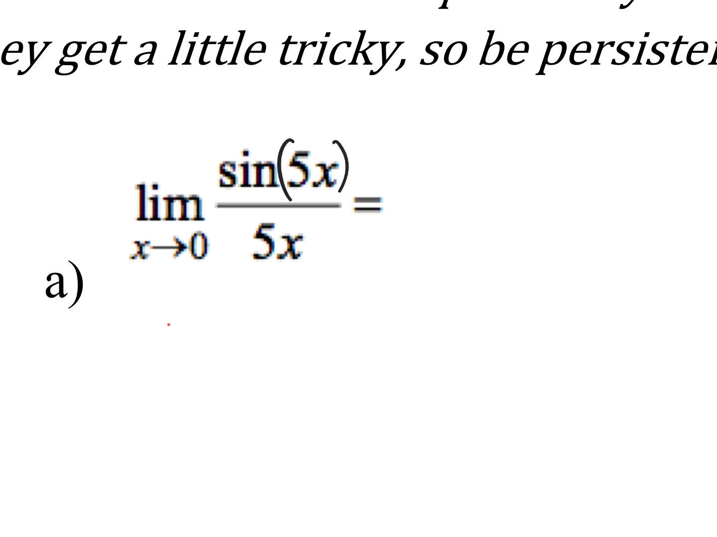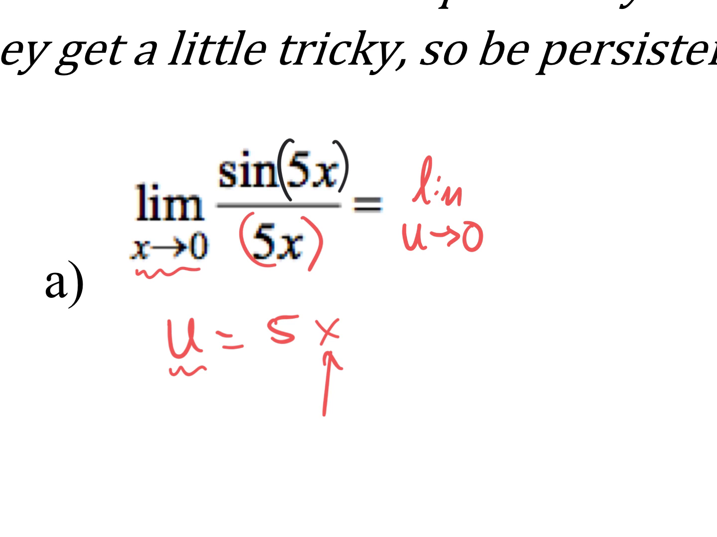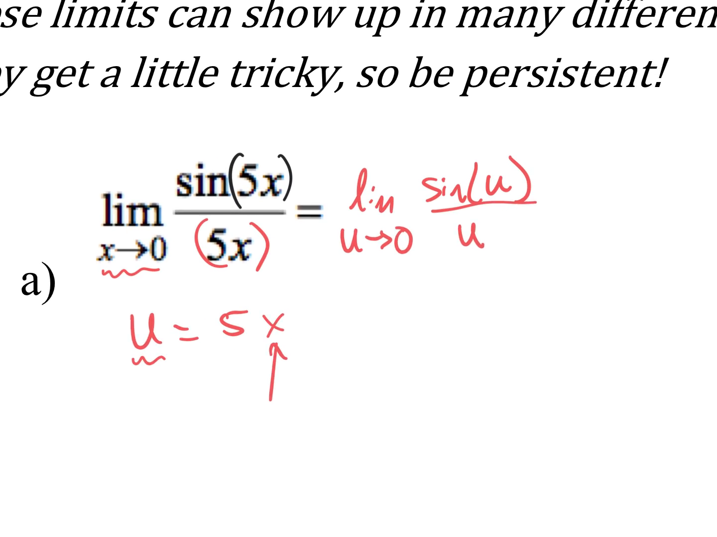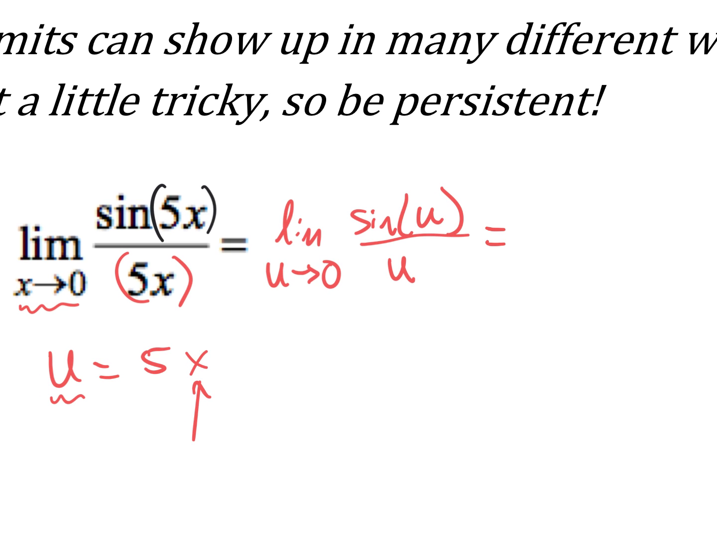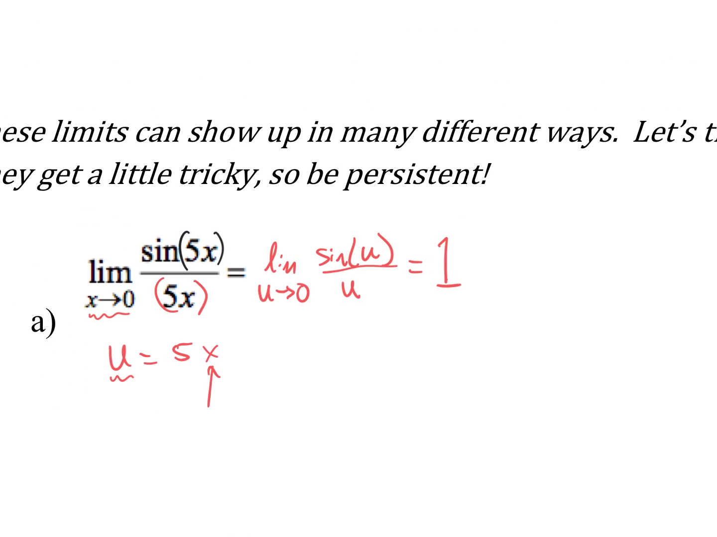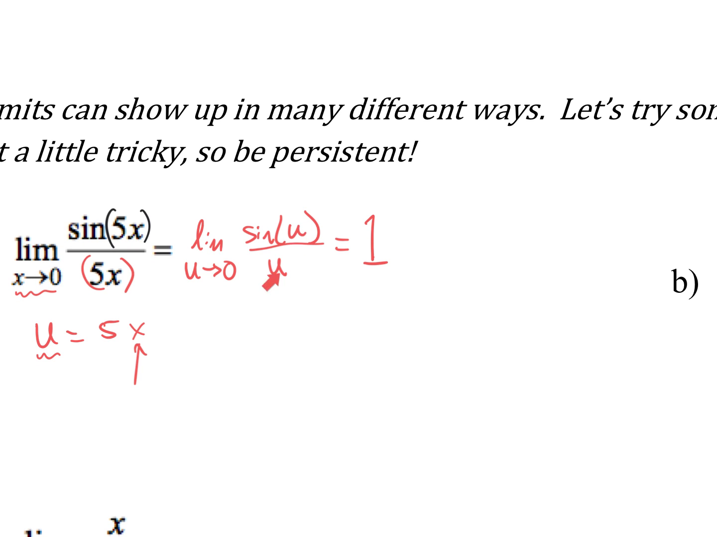But what we could do is some substitution. Maybe we say that u is 5x. And as x goes to 0, u is going to go to 0, right? As this thing goes to 0, u is going to go to 0. So we're swapping this out, and we'll say this whole thing in the parentheses there is u. Okay? So we're doing a little substitution. And here we can see that this sine is going to 0, and that's in the form we had up above. And so that is 1, because we have matching variables here.